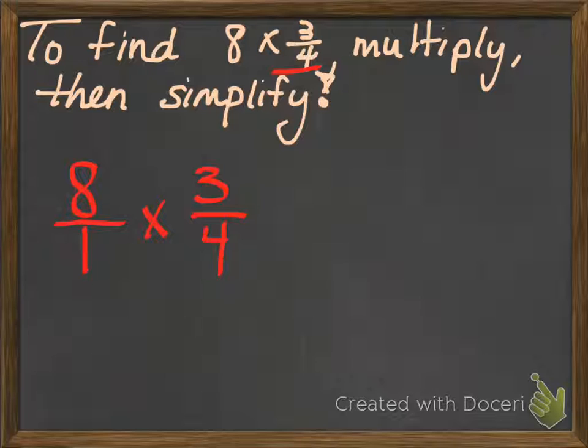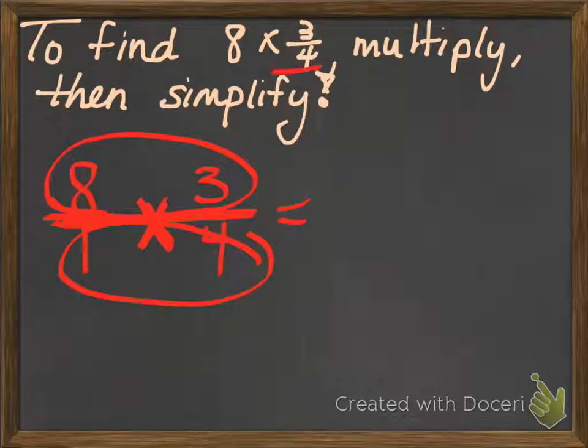Okay? Instead of what we do with addition and subtraction, where we have to figure out common denominators, we just go ahead and multiply the top number times the top number and the bottom number times the bottom number. 8 times 3 is 24, and 4 times 1 is 4. Then I can simplify. So I multiplied, now I simplify, and 24 divided by 4 is 6. And that gives me my answer.